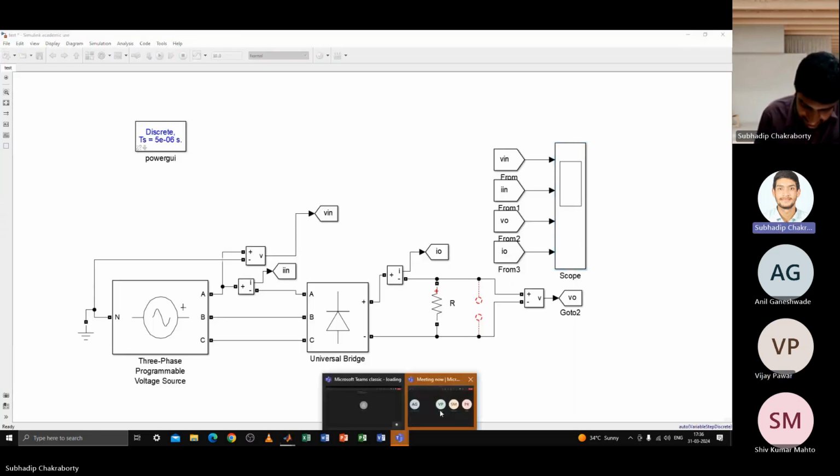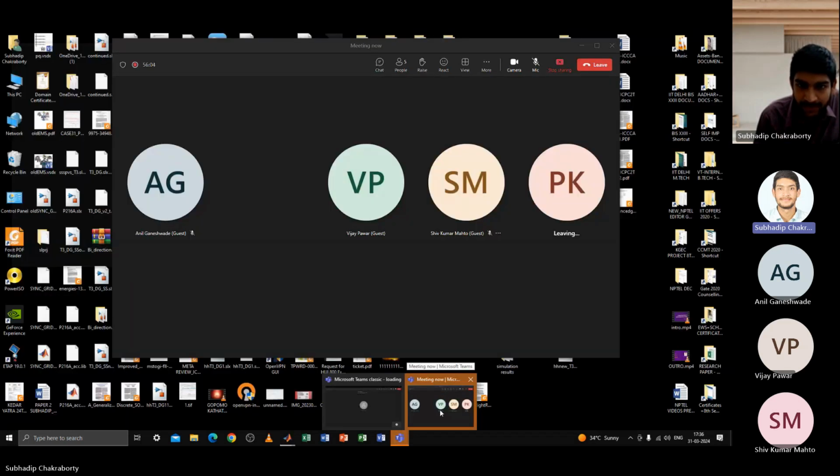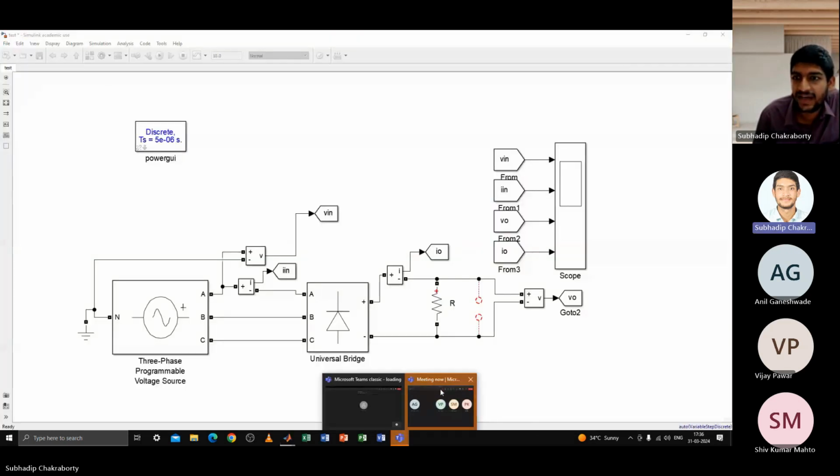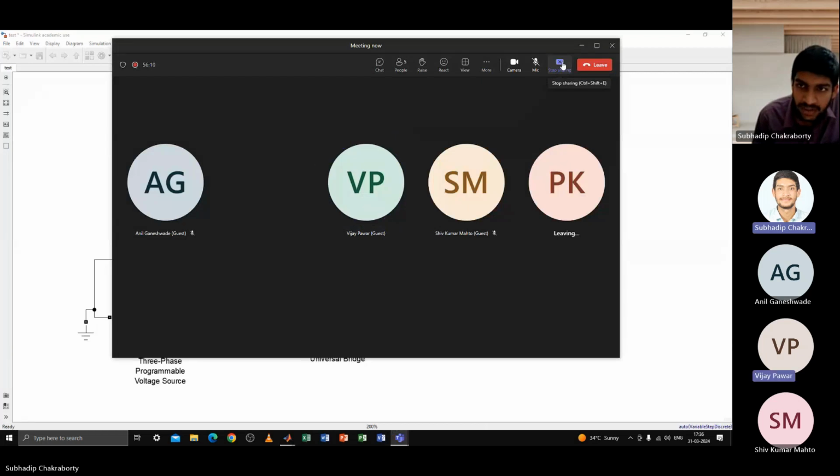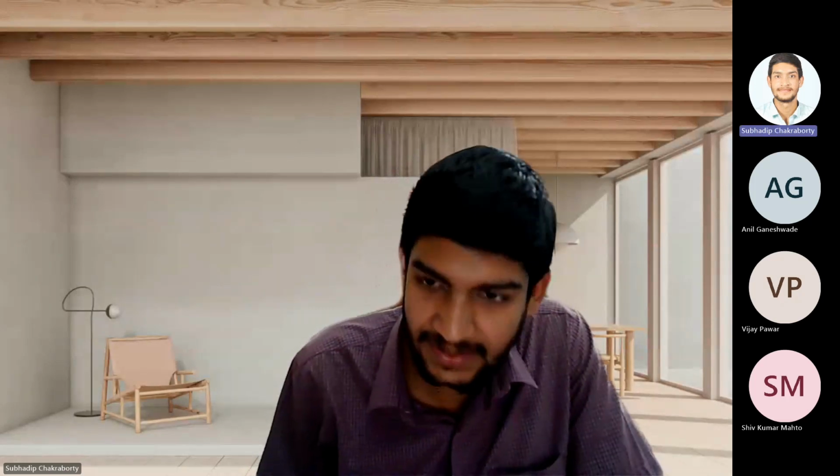So I think we can move on to the problems, and later on we'll show more simulations, right? Some control and those microgrids and those inverter simulations. Whatever you are solving, you need to also see practically, right? So that's why I thought. So now let me move on to the problem solving. Let me present my screen.